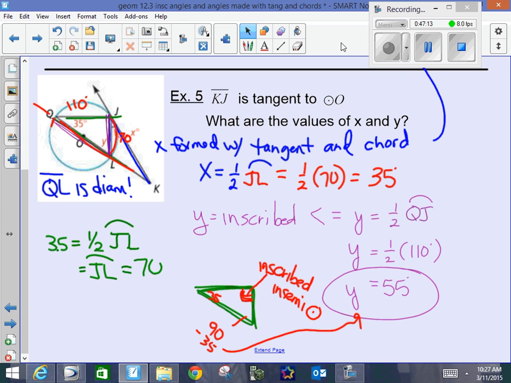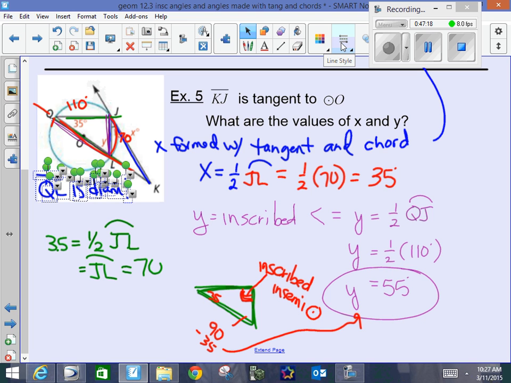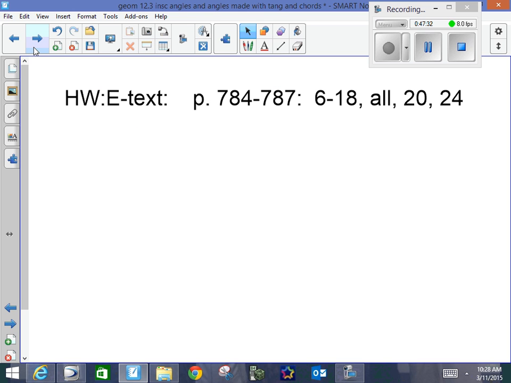But really the key to this problem was to recognize that diameter, wasn't it? Because we would need it here. Or we would need it for that inscribed angle for the rest of the arc. So you can see the problems are getting kind of complex, aren't they?